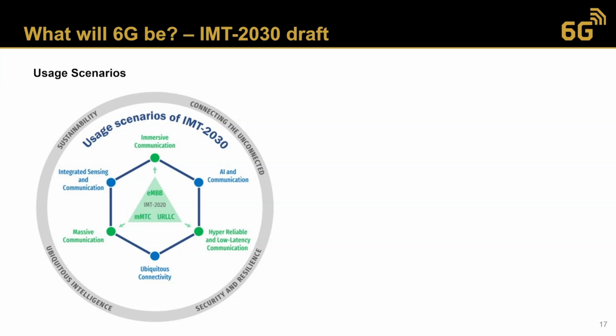Now let us look a little bit into how these 6G drivers that we discussed are reflected in this framework released by ITU, the IMT 2030 framework. This IMT 2030 framework outlines four different drivers for 6G. These are sustainability, connecting the unconnected, security and resilience, and ubiquitous intelligence. So basically these four overarching drivers of 6G will drive the design of the 6G network.